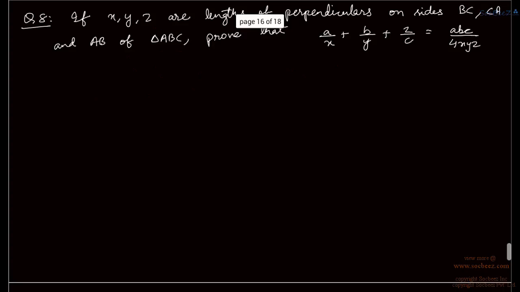Okay, so let's move to the next question. The next question says, if X, Y, Z are lengths of perpendiculars on sides BC, CA and AB of triangle ABC, prove that a by x plus b by y plus z by c is equal to, it must be the other way.